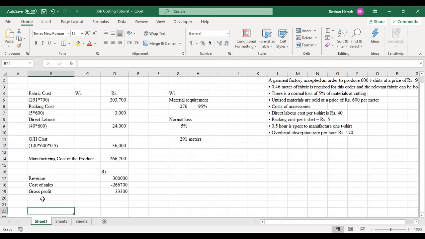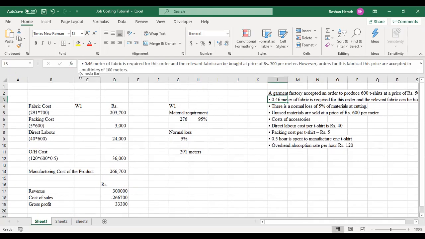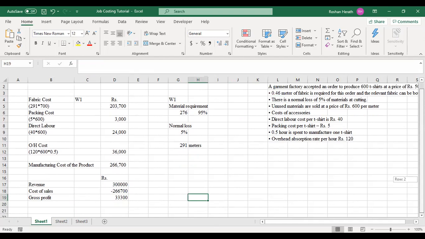Thereafter, you would have seen that there's another important aspect. The question had said you can purchase the materials in 100 multiples. So in order to consume 291 meters of material, probably you would have purchased 300 meters. So let me take it as working 2.